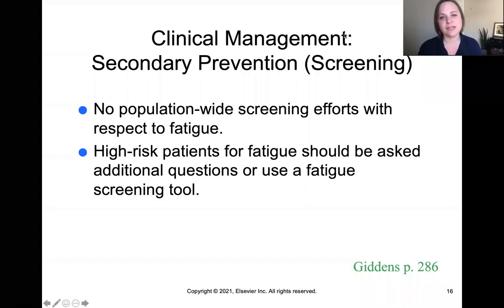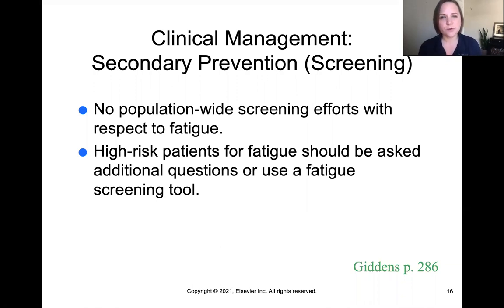Now, in terms of screening, there's no population wide screening tools that we use for fatigue, but you'll really want to make sure you have an understanding of who are your patients who are at high risk for fatigue, and make sure you ask additional questions or even use a fatigue screening tool to really assess their level of fatigue and any interventions that might be needed.